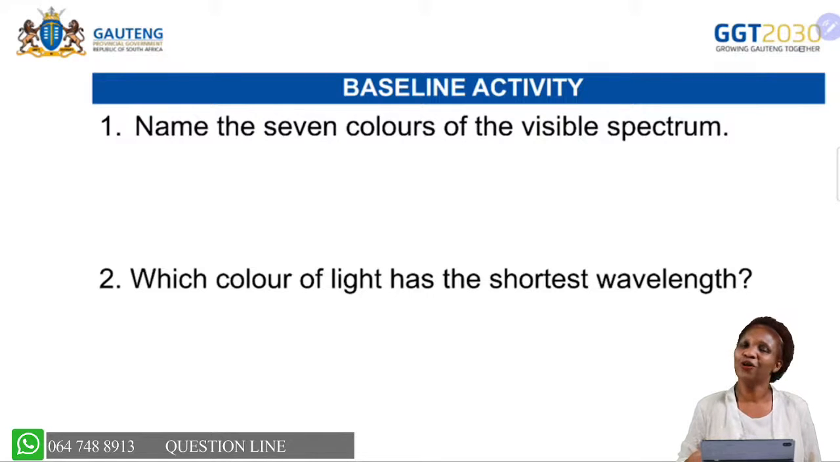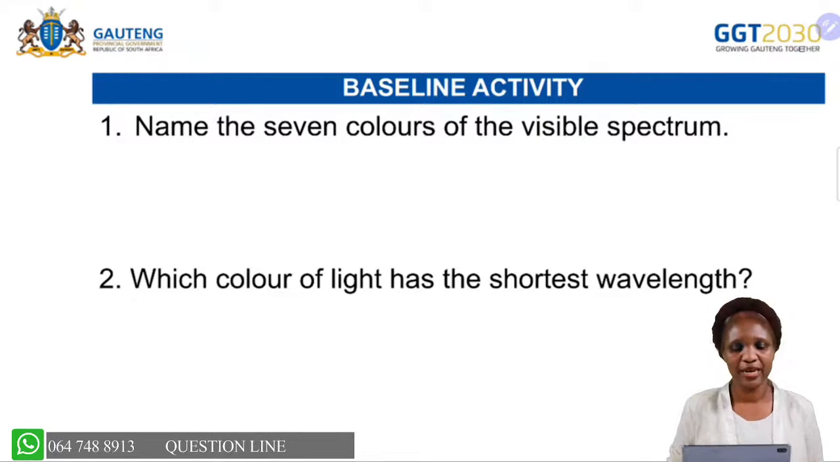All right. We've got a team here which is going to answer all your questions if there's something that you don't understand. Let's look at our questions. Name the 7 colors of the visible spectrum. Then question number 2, which color of light has the shortest wavelength?